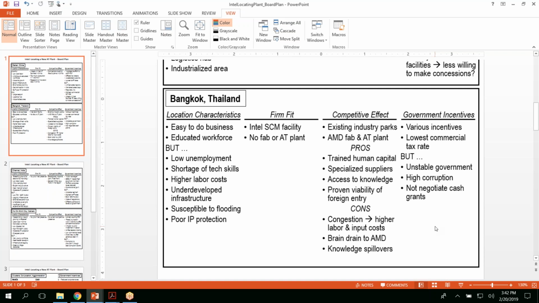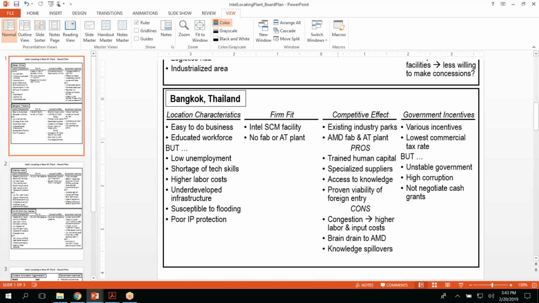But the cons can be, first of all, the basic idea of congestion. When you've got more than one firm in the same location competing for the same labor and the same inputs, it could lower the availability of those inputs or raise their cost. There's also the worry that you're going to train people and train managers, and they're going to go over to AMD, or they're going to learn about your intellectual property.